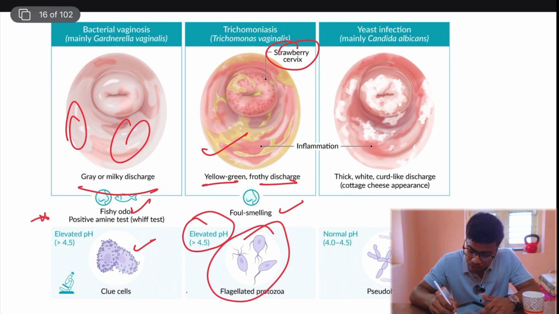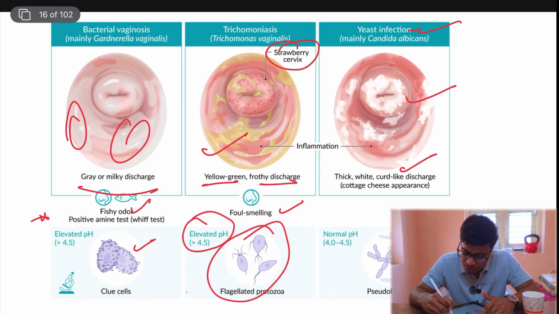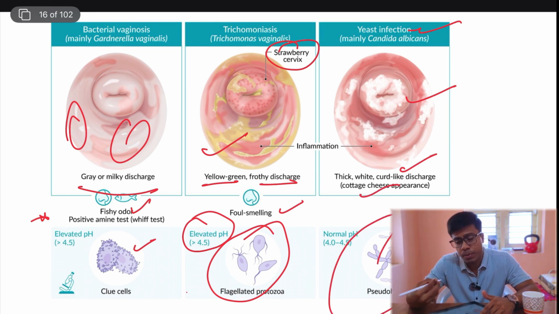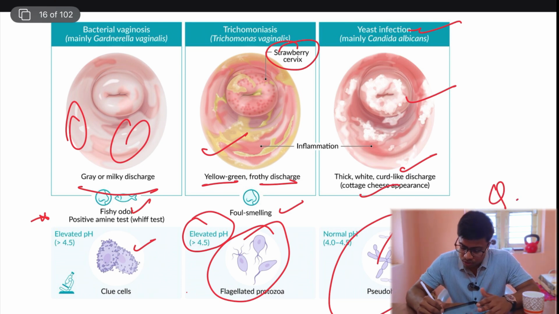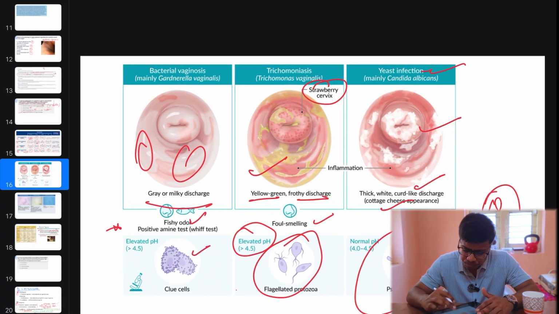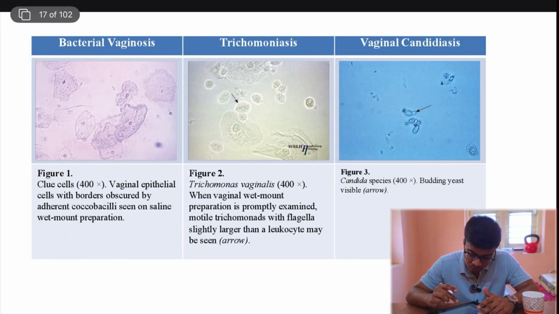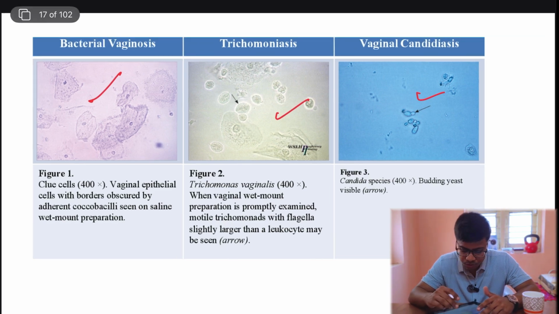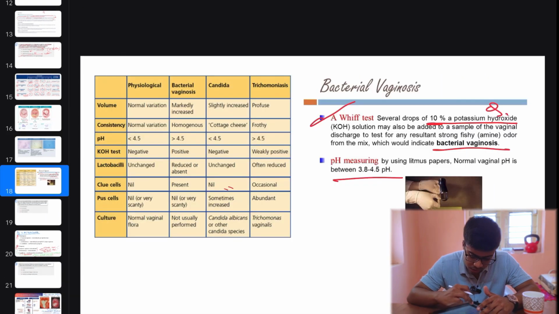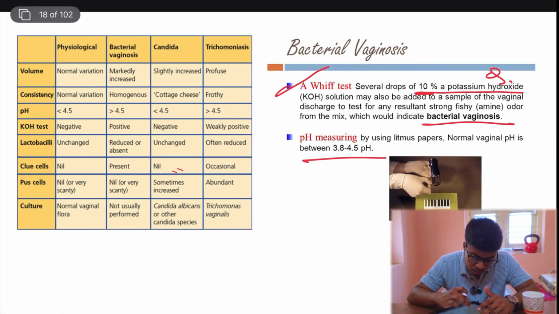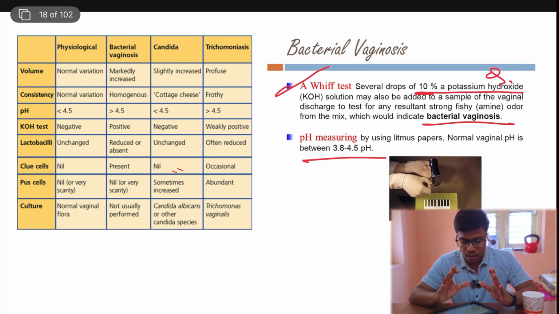Now yeast infection, mainly Candida albicans. It's a curdy white discharge, cottage cheese appearance, pseudohyphae. This question can come in microbiology also. Pseudohyphae are seen on a slide, so you can mark there also. So it's a multidisciplinary question. Then we have these: these are the clue cells, these are Trichomonas, and this is vaginal Candida. So you have to learn and see these species, and sometimes images will be there, and it will be easy for you now.